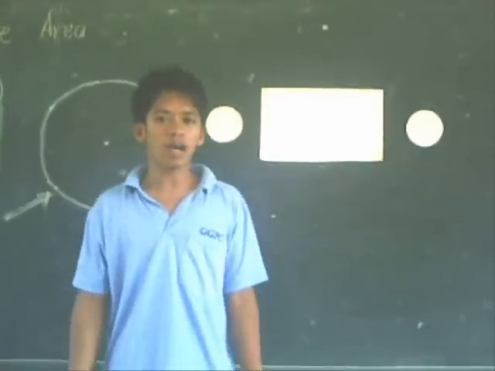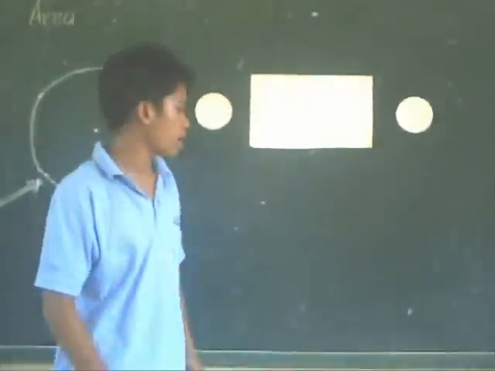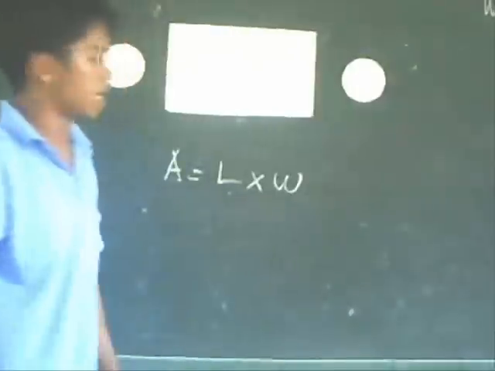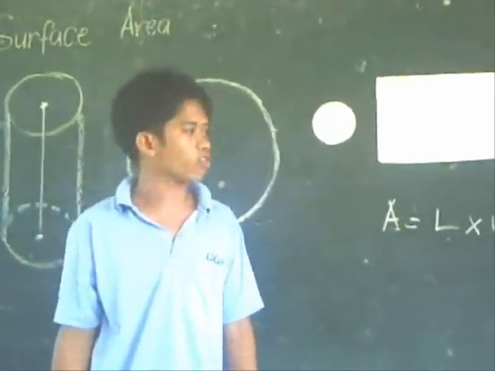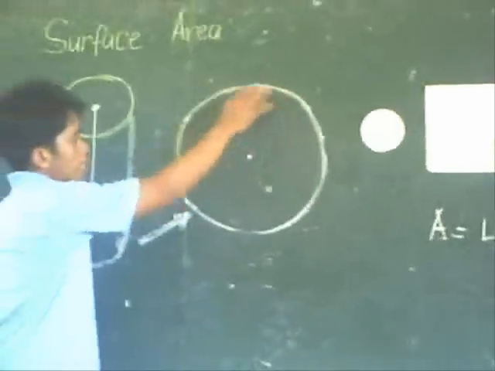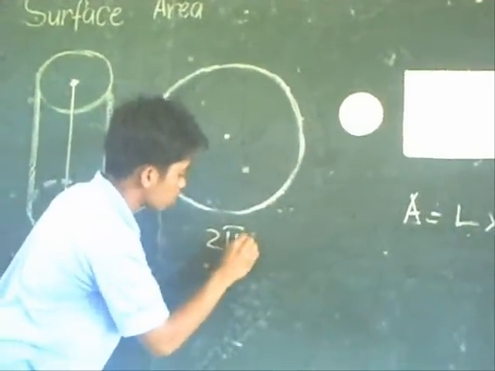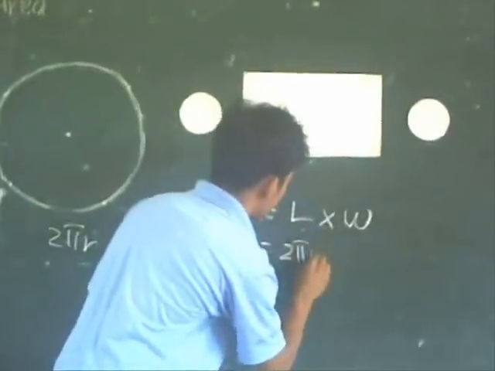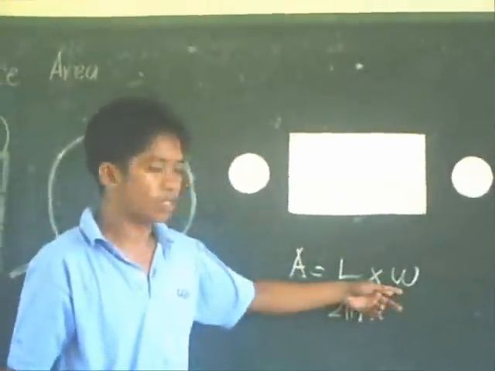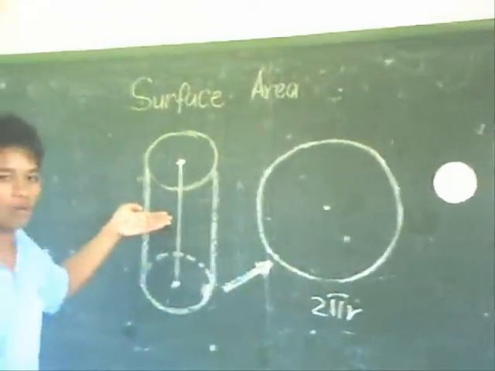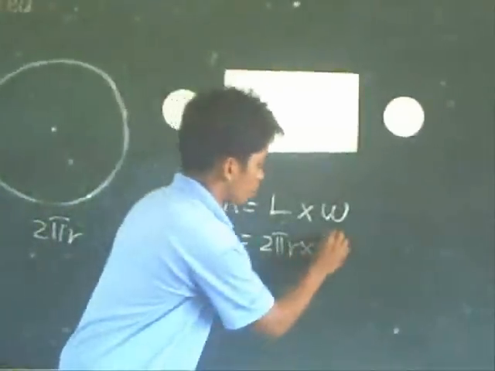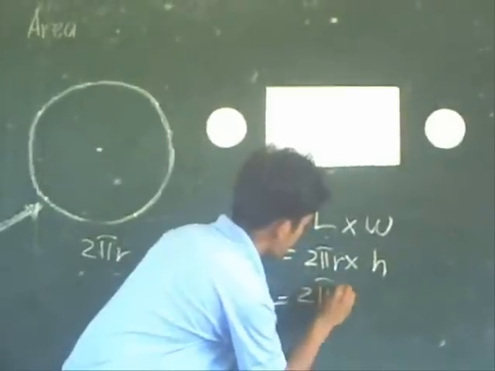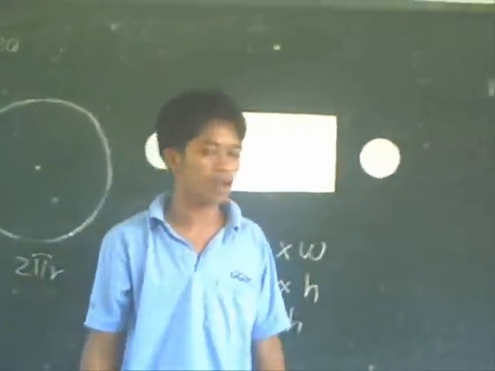In solving for the area of the rectangular region, we have to use the formula area is equal to length times width. Since the length of the rectangular region is equivalent to the circumference of the circular base, which is 2 pi r, we substitute 2 pi r for the L in the formula. And since the width is equivalent to the height of a cylinder, we substitute h for the width. And thus we have the formula 2 pi r h as the formula in finding the area of the rectangular region.